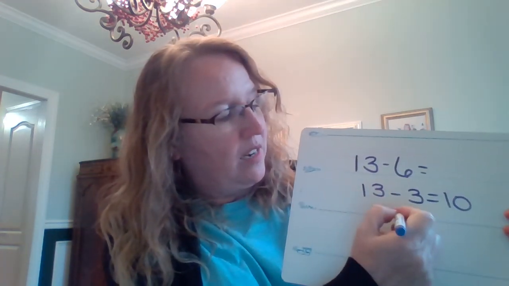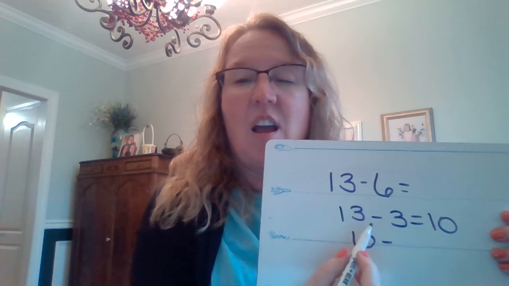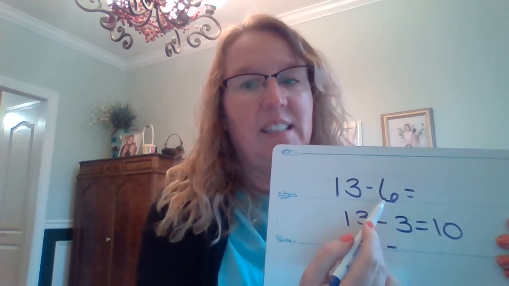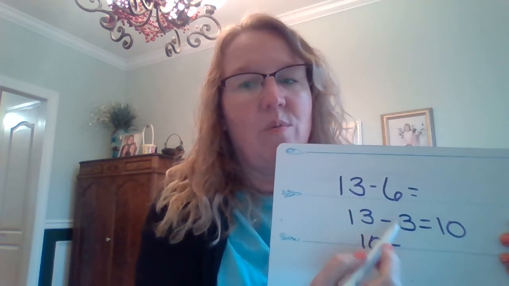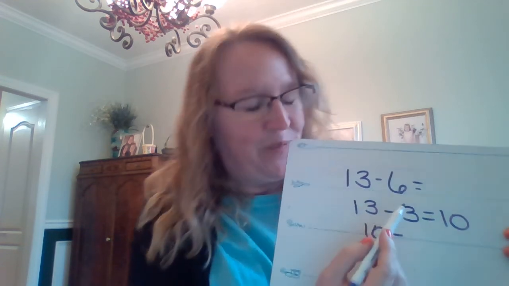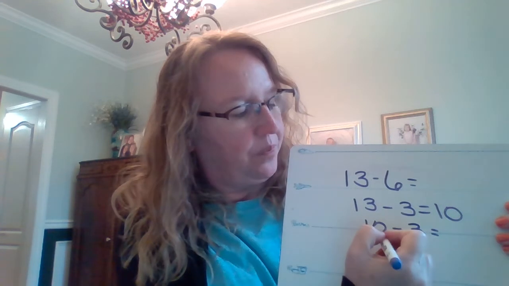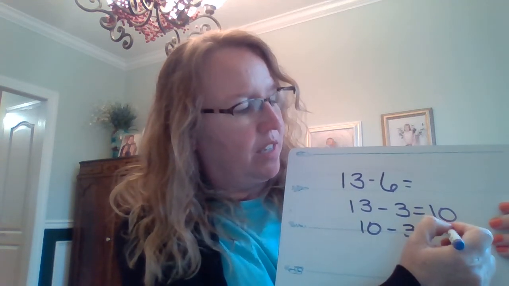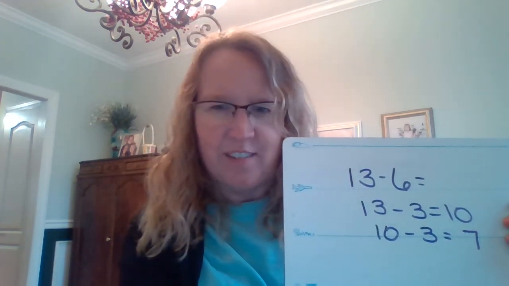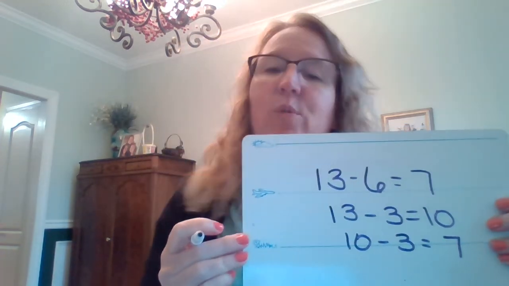Now here's my 10, and we're going to subtract. How many more do we need to take away in order to get that 6? What goes with 3 to make 6? That's a double. 3 more apples we have to take away from that 10. And 10 minus 3 gives us 7. Was that not the answer to our last one? Oh, cool. So 13 minus 6 equals 7.